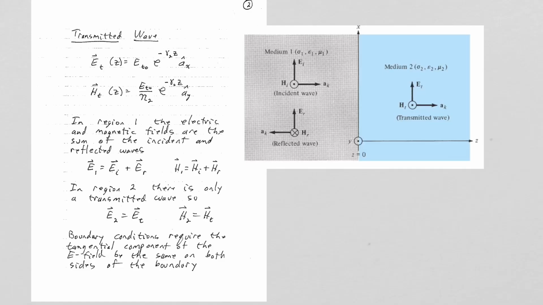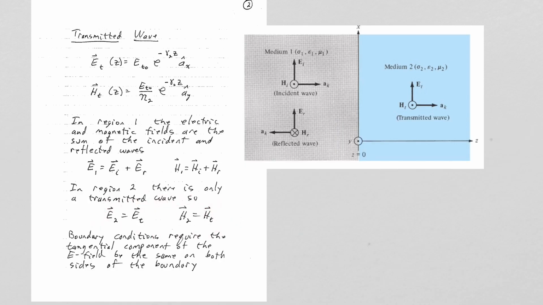At any location in material 1, the electric field intensity is going to be the sum of the electric field intensities from the incident and reflected waves at that point. And similarly, the magnetic field intensity at some location in material 1 will be the sum of the incident and reflected magnetic field intensities. In material 2 is just the transmitted wave, so the electric field intensity and magnetic field intensity will be that of the transmitted wave.